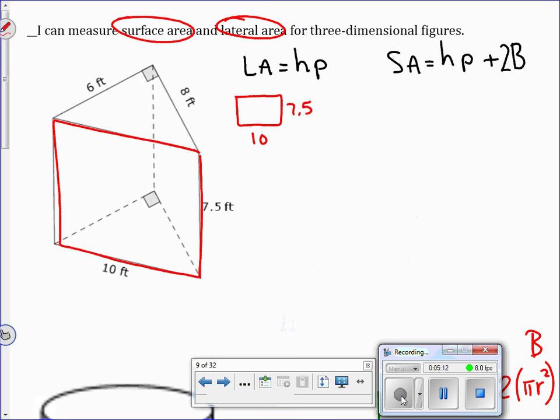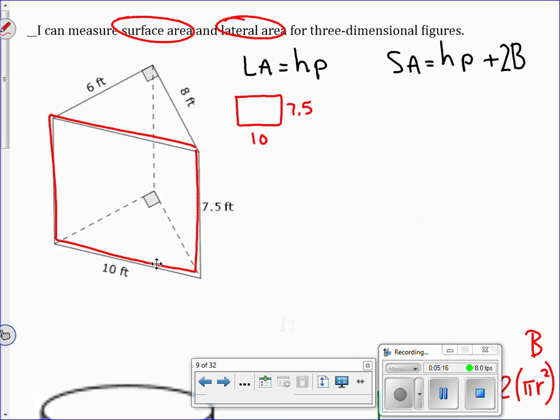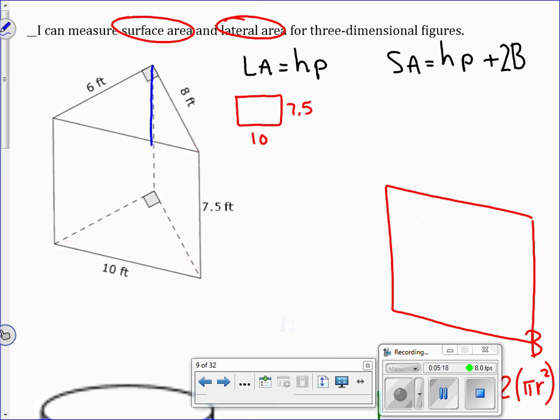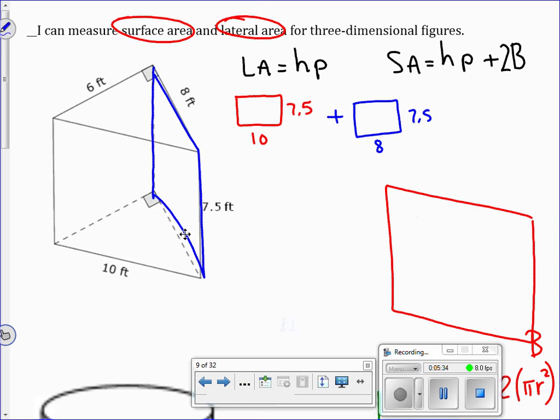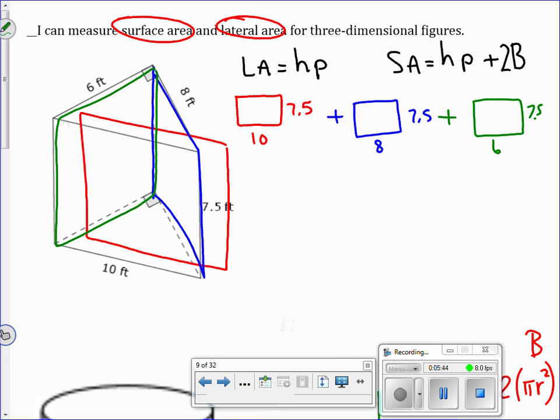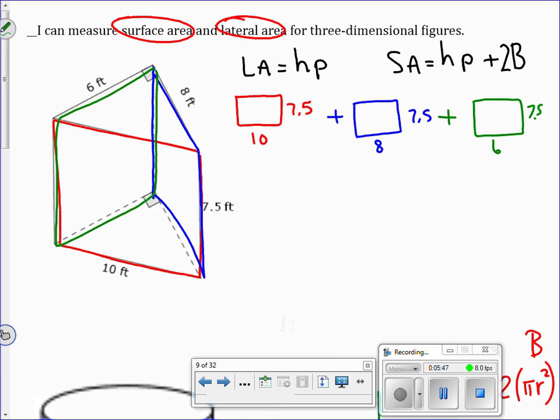As you can see, that first rectangle has dimensions of 7.5 and 10. Now in a moment, we're going to unfold that formula that I have up there, lateral area equals HP. But in the meantime, let's just keep on looking at this. The next rectangle has dimensions of 8 and 7.5. And then finally, we have the last rectangle, which has dimensions of 7.5 and 6. So the lateral area is the sum of all the areas, the number of squares it takes to cover each one of these three rectangles.